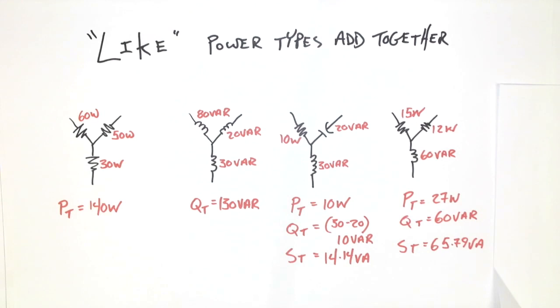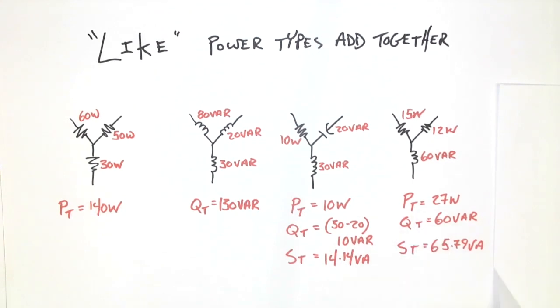And here's the last one, two resistors and an inductor. Well, we add the two power values together to get 27 watts. The VARs is 60, and we can use a power triangle with Pythagoras to determine the S, or hypotenuse value, of 65.79 VA. Now, that was a Y system.